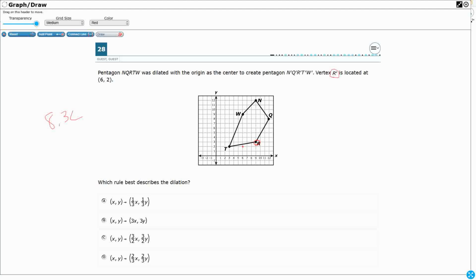I don't have any of the other coordinates, but I don't really need it. All I need are 2. So let's look at R, okay? R is 9, 3. And then they gave me R prime as 6, 2. So I did get smaller, right? Now, how could I show that?